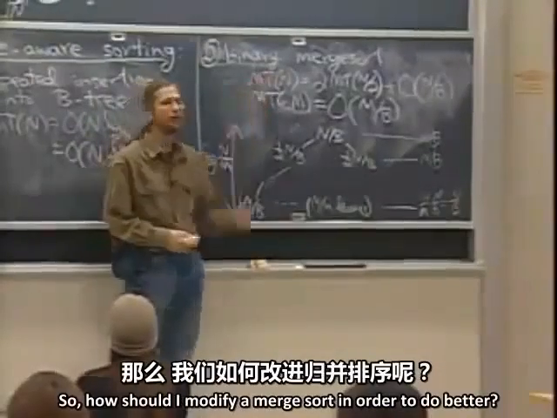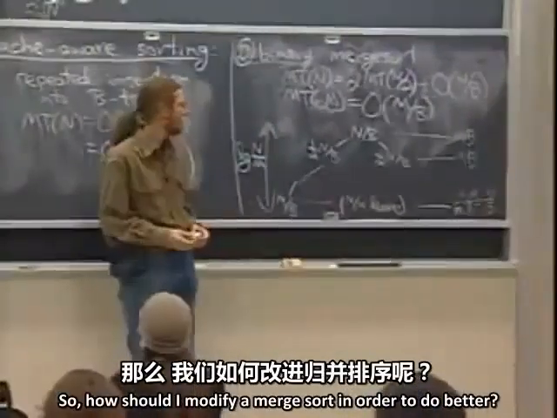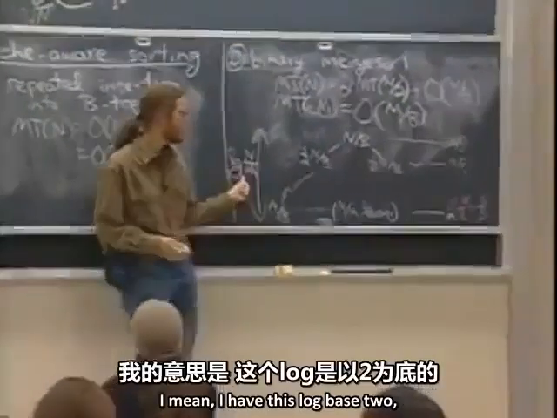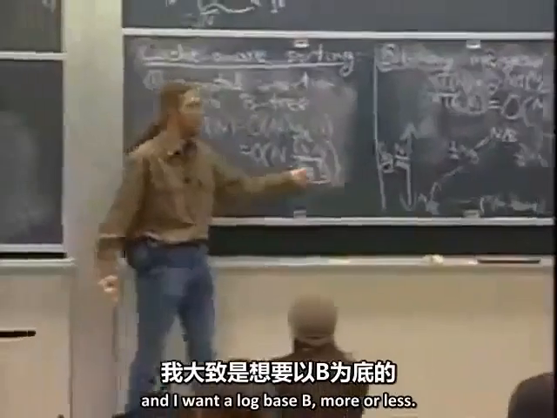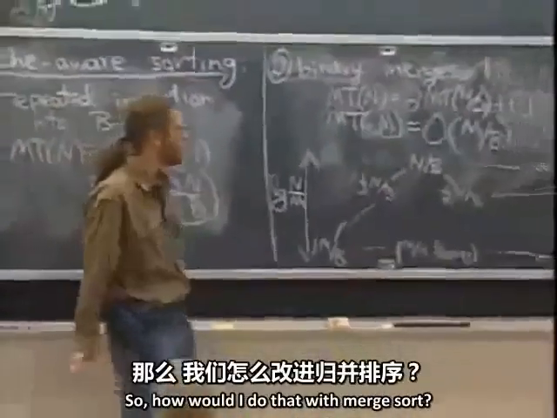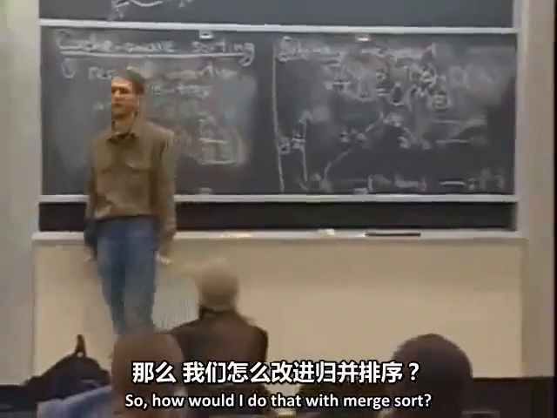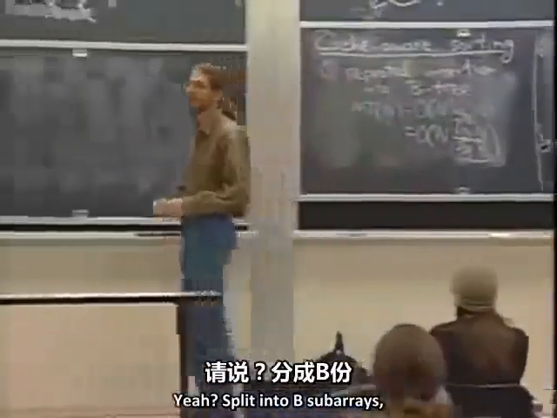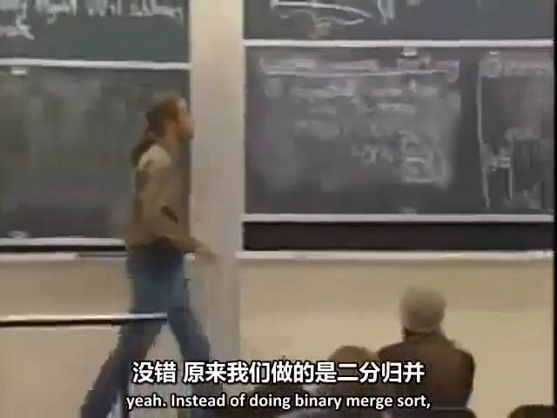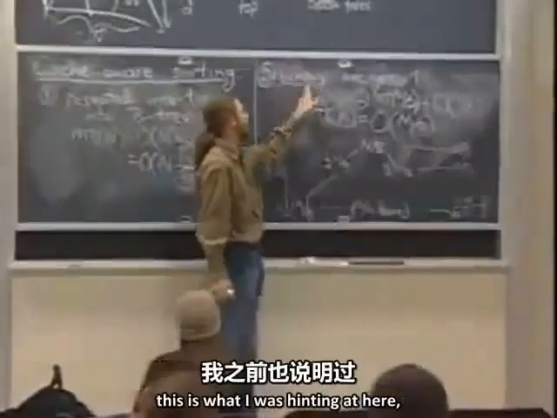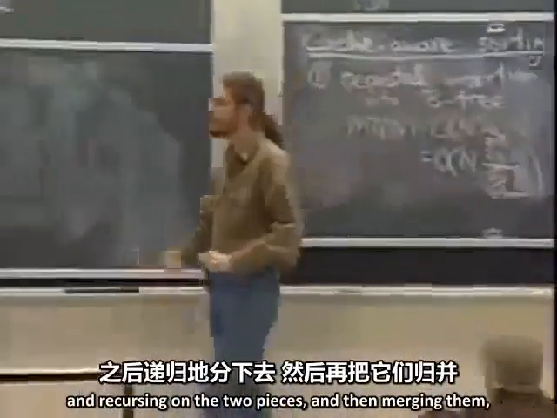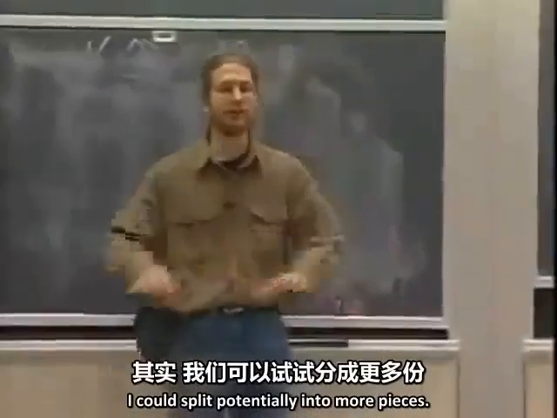How should I modify merge sort in order to do better? I mean, I have this log base 2, and I want a log base b, more or less. So how would I do that with merge sort? Split into b subarrays. Yeah. So instead of doing binary merge sort, this is what I was hinting at here, instead of splitting into two pieces and recursing on the two pieces and then merging them, I could split potentially into more pieces.